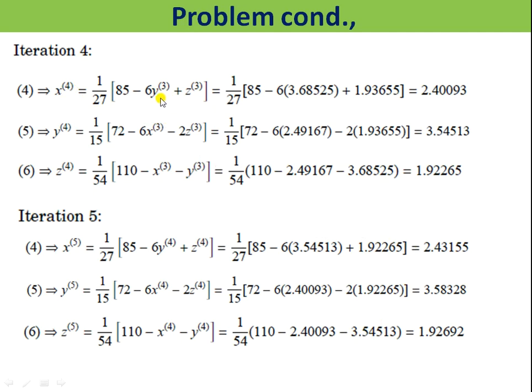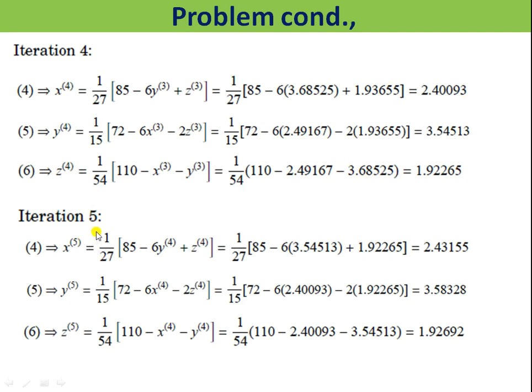Now go for the fourth iteration, x power 4. For x power 4, we have to replace the y power 3 and z power 3 values. Through that, we will get 2.40093. Similarly, y power 4 is 3.54513. z power 4 is 1.92265. Right? So again, these values are not equal. Therefore, I would like to go for the fifth iteration.